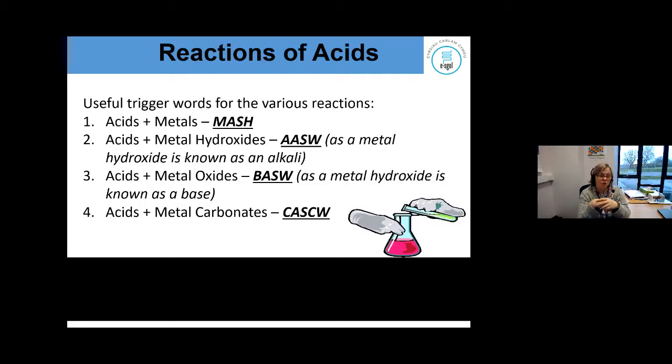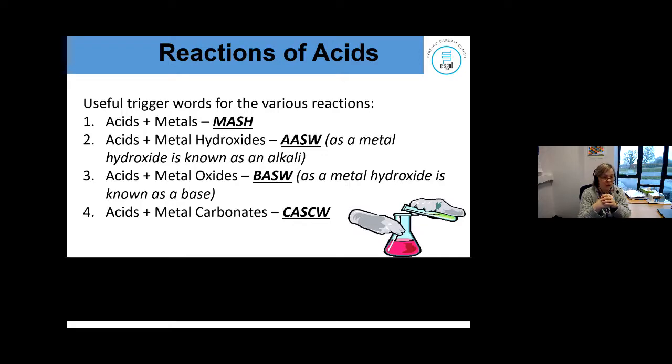Then you've got AZU, but you have to say it funny. You have to go AZU because it's two A's. Okay, and the reason for that is because a metal hydroxide is more commonly known as an alkali. So it means alkali plus acid gives salt plus water in this case.